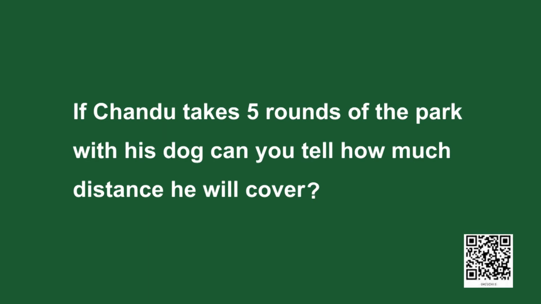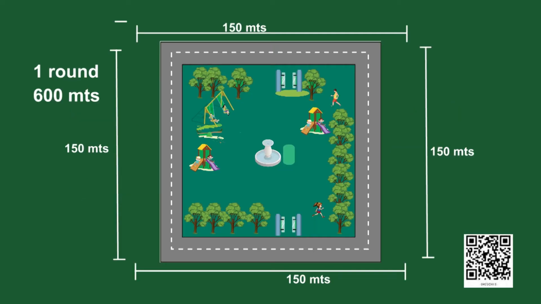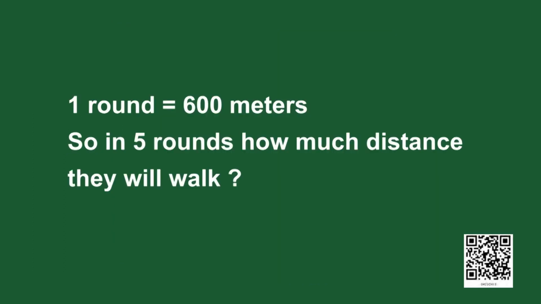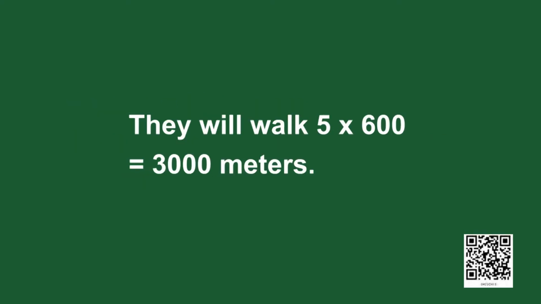Now, if Chandu takes 5 rounds of the park with his dog, can you tell how much distance he will cover? So, in one round, how much distance did he cover? 600 meters, remember? So, in 5 rounds, how much distance will they walk? Yes, very good. They will walk 5 times 600, which is equal to 3000 meters.